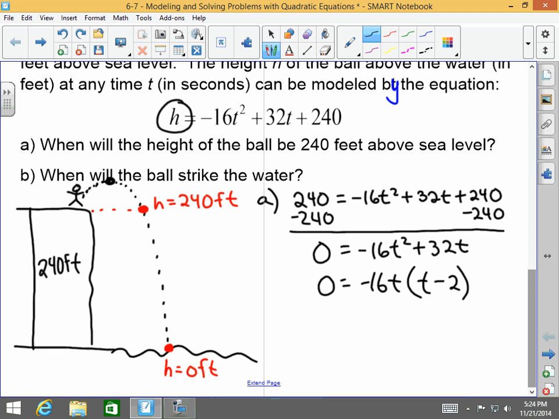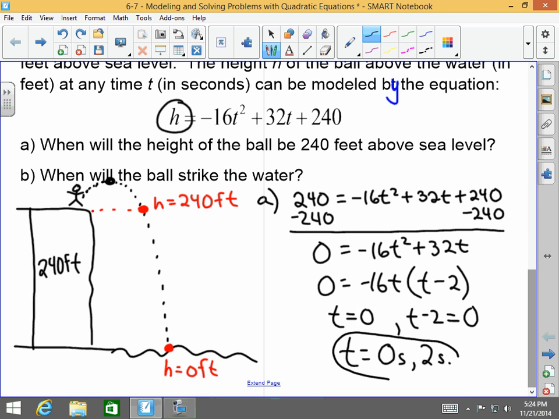Now I set both of these equal to 0 because of the zero product property. So t can equal 0 and t minus 2 can equal 0. So t, the time, will be 0 seconds and 2 seconds. That's when the rock that this person is throwing will be at 240 feet.